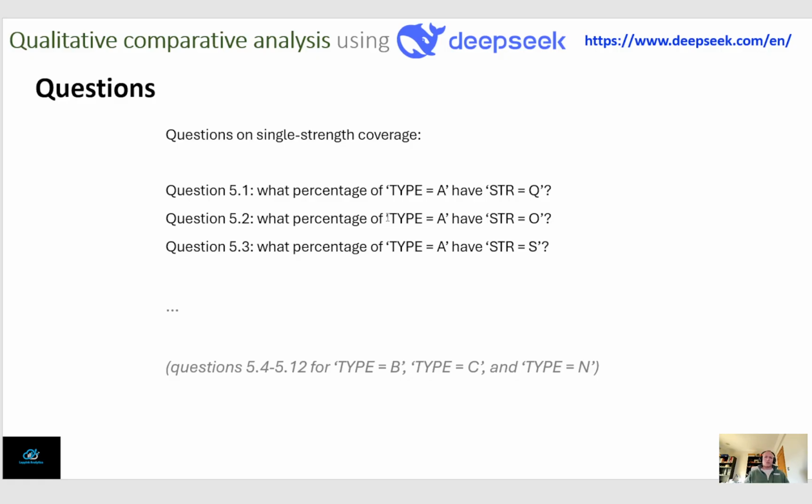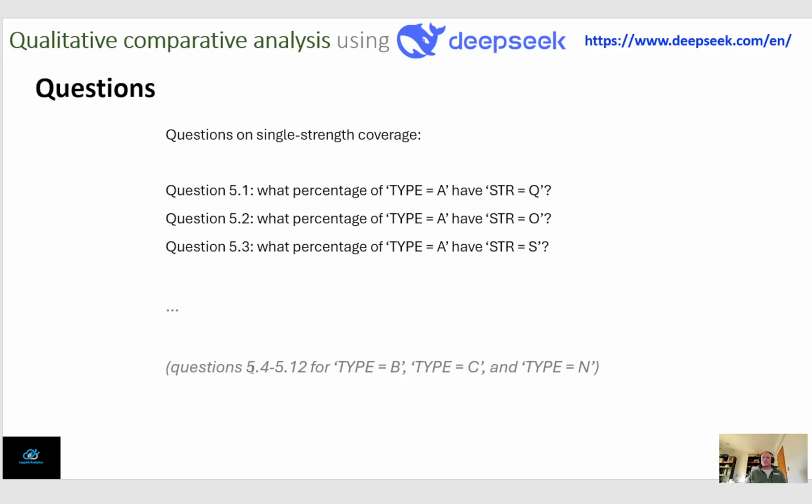Coverage is exactly the other way around. Here we ask the questions, for example in 5.1, what percentage of the cases where service A was sold, the sales rep had a very strong questioning round? It's the other way around, right? So there are so many cases with a specific outcome. What percentage of those outcomes are covered by, in this case, a given strength? Either Q, questioning, or O, opening, or summarizing, which is S.